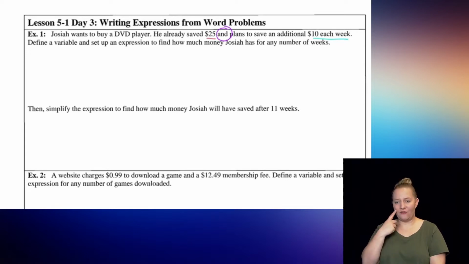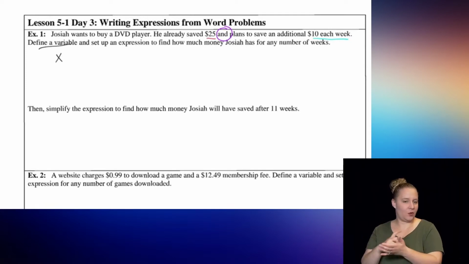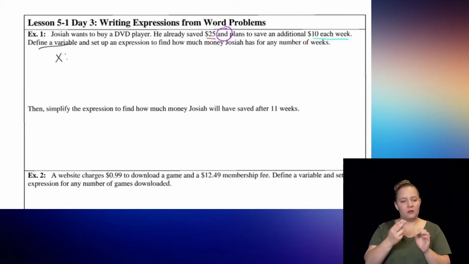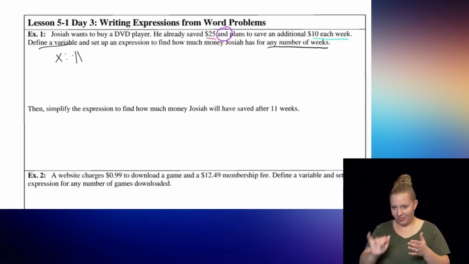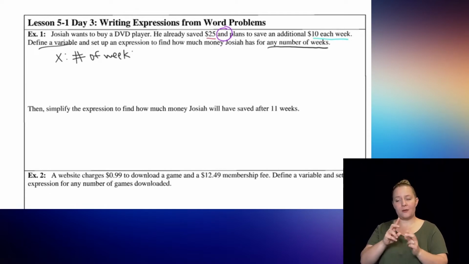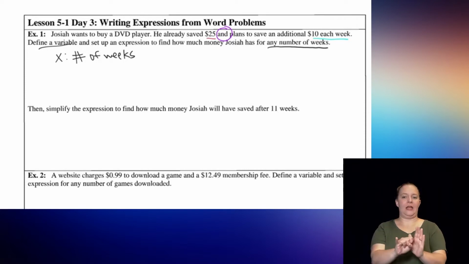so that I can plug in any number of weeks in order to figure out my final amount of money that Josiah has. So therefore, to define our variable, we're just going to use x for now. You can actually use any variable you want, but just make sure that you define it fully. So x, what do I not know? Well, what I don't know is how much money Josiah has for any number of weeks. That's what I don't know. So if I were to say number of weeks, make sure to be very specific. Don't just say weeks. So that's what I'm trying to identify for any number of weeks for our x.